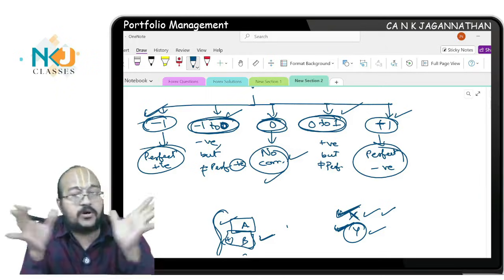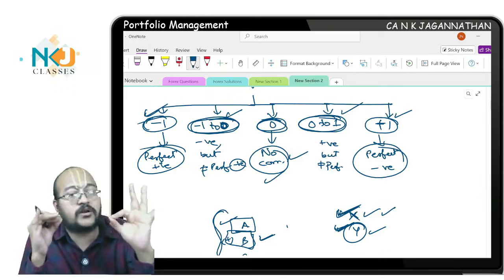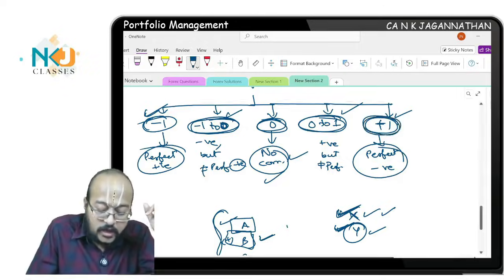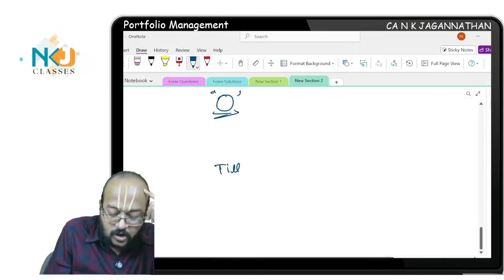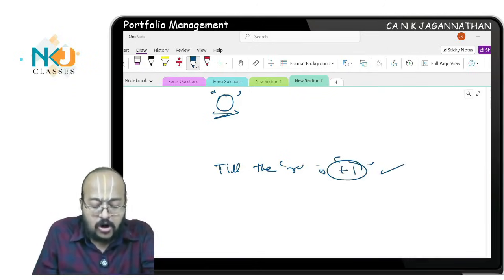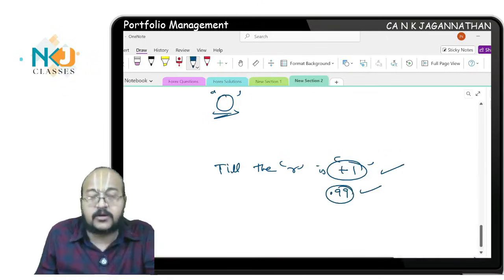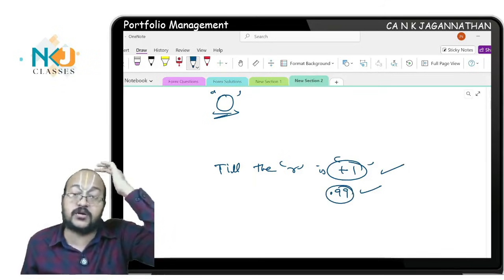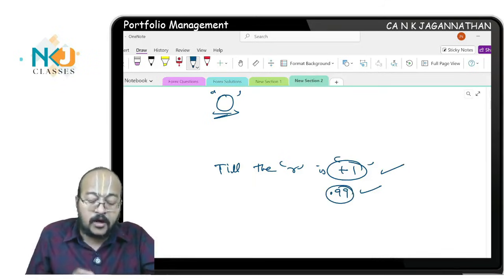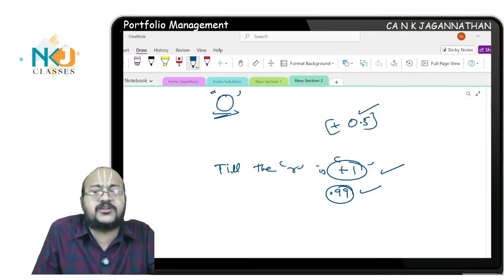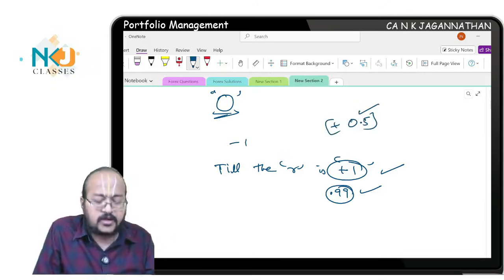Now, most important discussion: diversification will reduce risk. Yes, till you have perfect positive correlation. Till the +1, till the correlation is perfect 1 or perfect positive, or I can say 0.99 assume, till that moment, diversification will reduce risk. Diversification can reduce risk. Are you all understanding? Don't think if the correlation is 0.5, this is positive, so risk cannot be reduced. Only when negative correlation, I can reduce the risk.